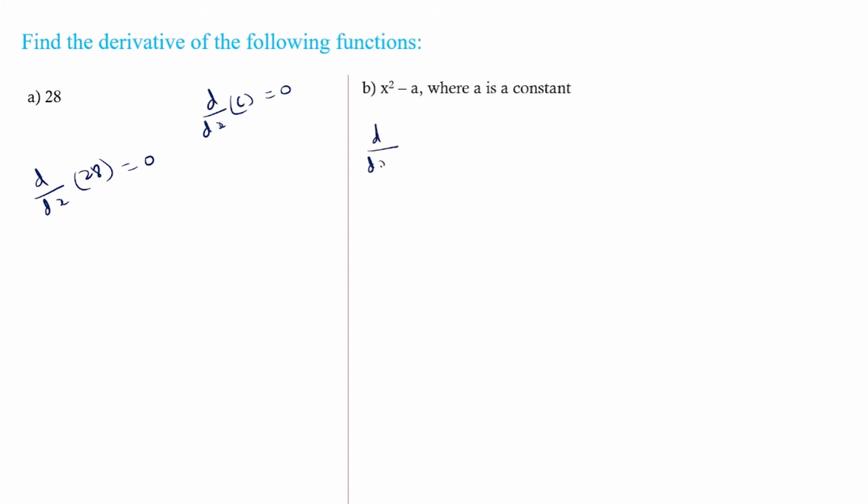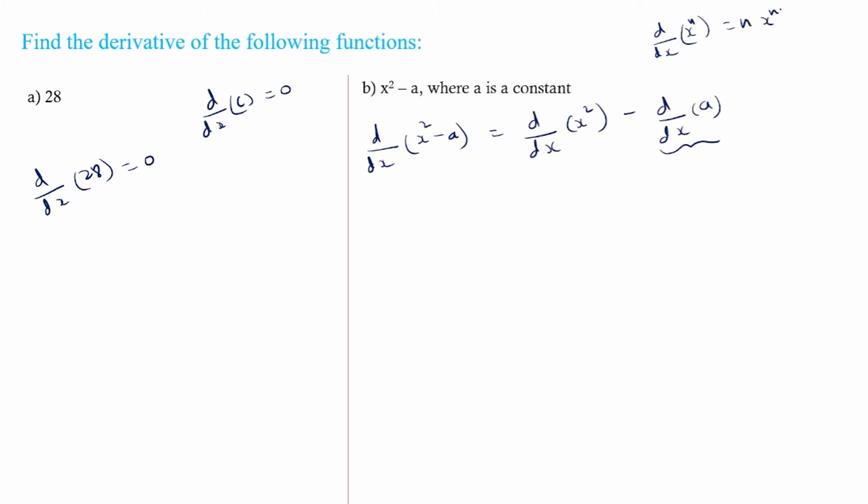Now the derivative of x square minus a is the derivative of x square minus the derivative of a. Now this we know is equal to 0 since a is a constant, and then we saw another rule: the derivative of x raised to n is n into x raised to n minus 1. Here the derivative of x square, and the derivative of a constant, all these I have explained using the first principle in my previous video. Again there also we will get the same answer.